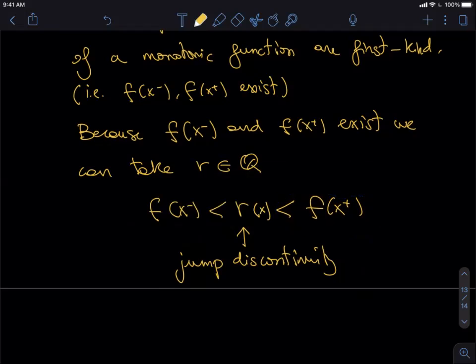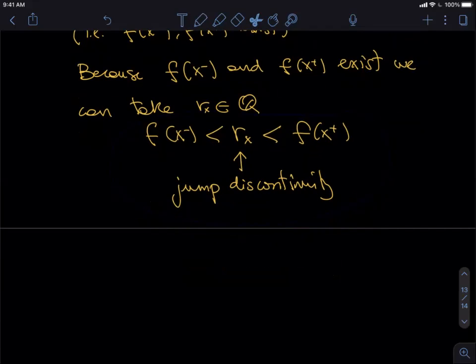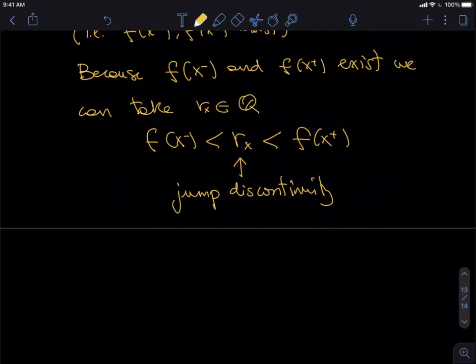So we can call this rational number r of x. Let's put it here too. So it's a rational number that depends on x. Let me just put it as a subindex. I think it's more clear. There we go. Okay, so given a discontinuity, we can find the rational number associated to it.